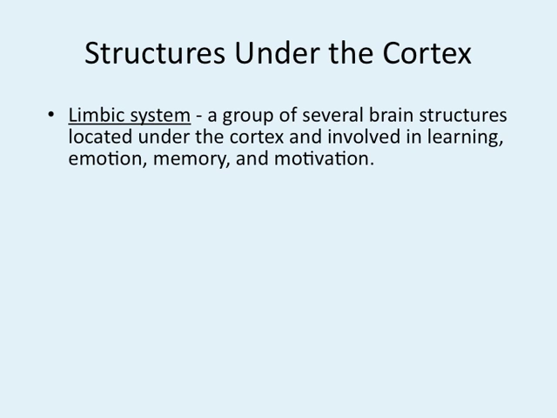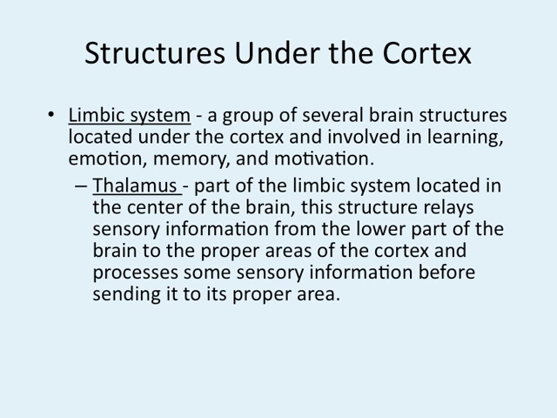The limbic system is a group of several brain structures located under the cortex involved in learning, emotion, memory, and motivation. The thalamus is the major aspect of the limbic system. It's located in the center of the brain. This structure relays sensory information from the lower part of the brain to the proper areas of the cortex. Now, when we're thinking of the cortex, we're thinking of everything above the cerebellum.